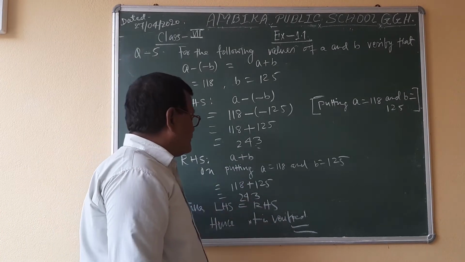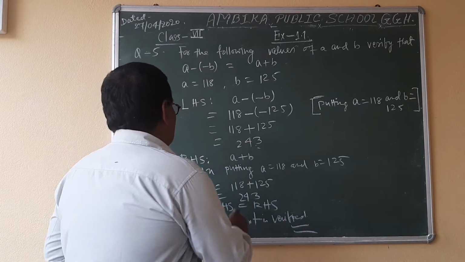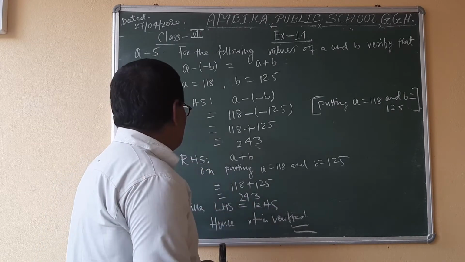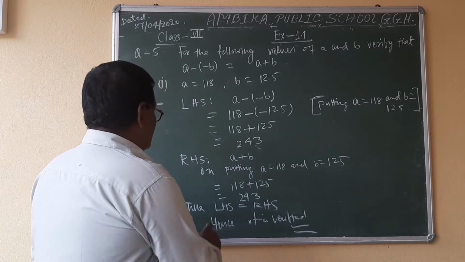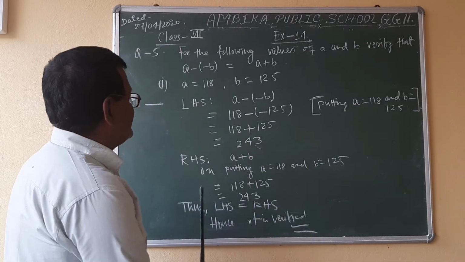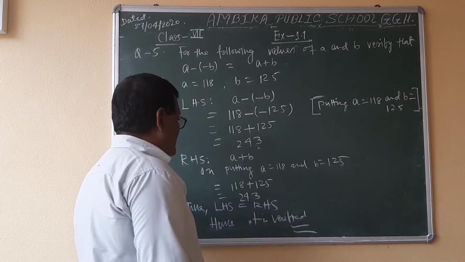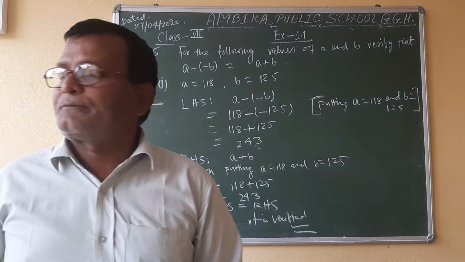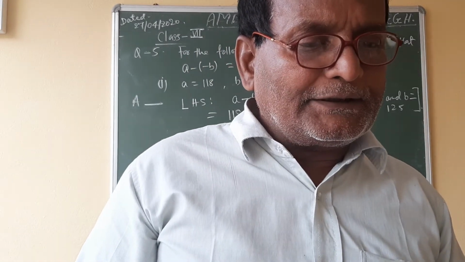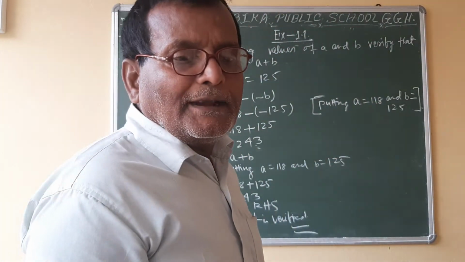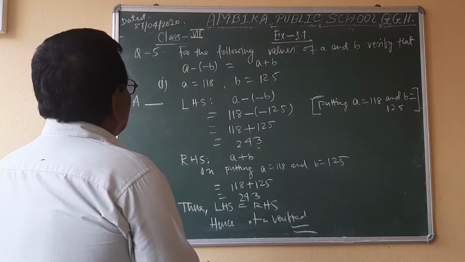Now RHS is equal to A plus B. On putting A is equal to 118 and B is equal to 125, after adding we get RHS equal to 243. Thus LHS is equal to RHS. Value of LHS is equal to value of RHS. Hence it is verified. In this way, in this method, you can verify the other parts too.